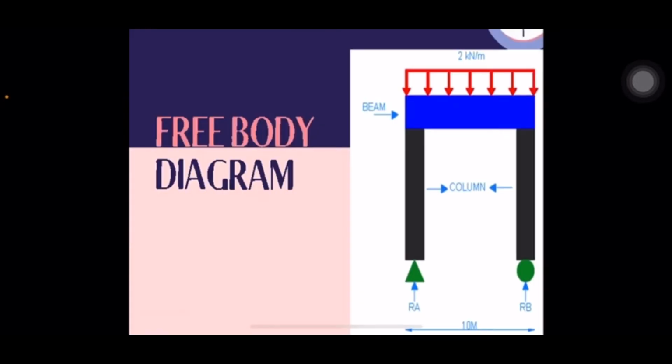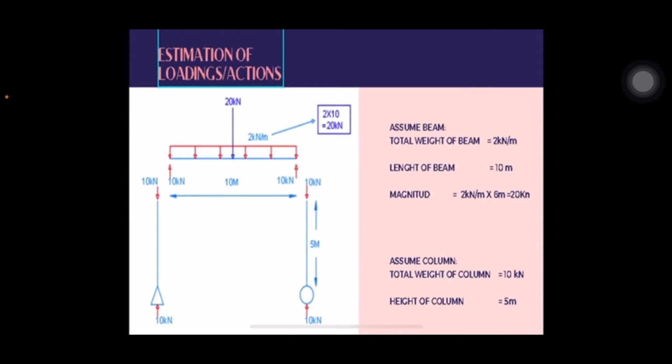Free body diagram. This is the free body diagram that I have sketched also. Estimation of the load and action. I have assumed that the total weight of beam is 2 kN per meter. Length of beam is 10 meter. To get the magnitude of the beam, it is total weight of beam times length of beam, and we get 20 kN.